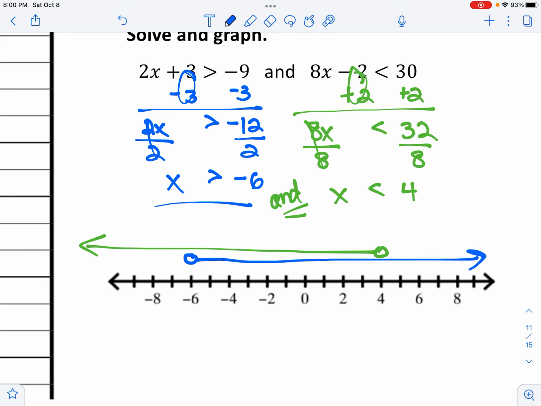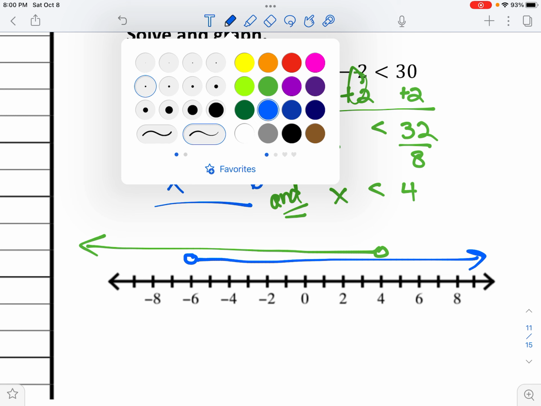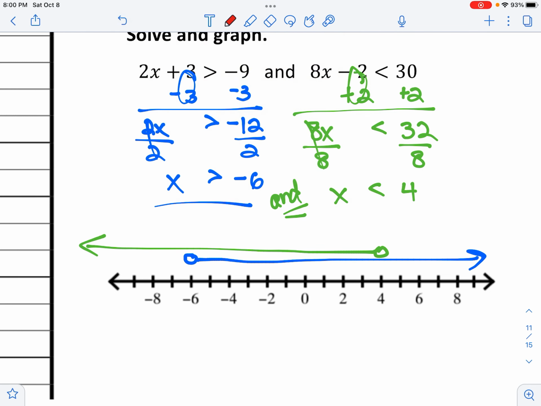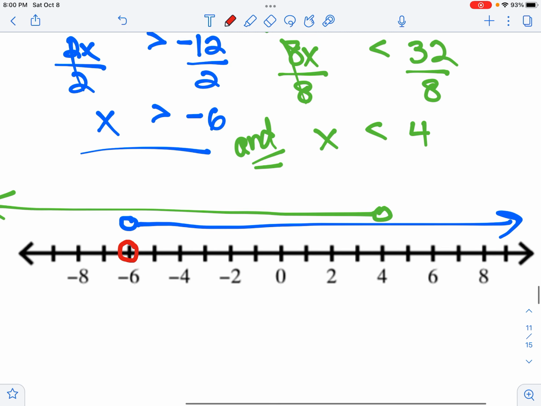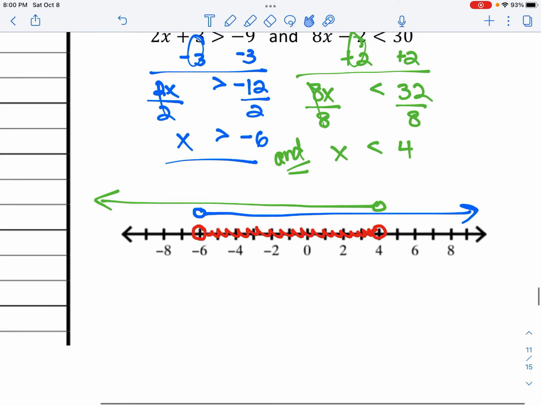So now because this is an "and" situation, what I want to graph on my number line is actually where they overlap. So from here to here, you can see is where the green and the blue overlap. So that's what I'm going to put on the number line. But I want to keep the endpoints the same. So this is still going to be an open circle at negative 6 and an open circle at 4. And then everything in between is where they would be both. So our solution region is the red there when I would graph that.